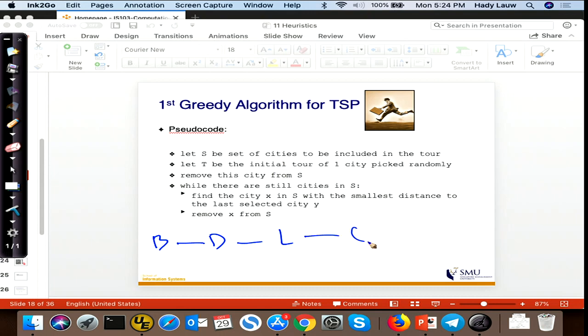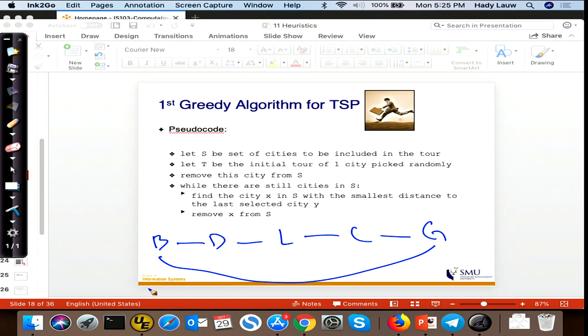So in that case, we just continue. And then from Cork, well, in theory, we should pick the next closest city. But by now, all the cities are already visited except one. And that one is Galway. So we have no other options but to pick Galway. So in this case, once Galway is picked, because it's a round-trip tour, the whole tour is going to go that way.